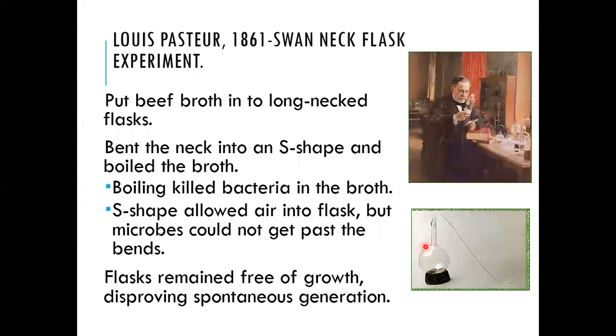So enter Louis Pasteur. It's 1861. He does his swan neck flask experiment. What he did is he boiled some beef broth. Beef broth is great for growing bacteria. And he put it in these long neck flasks. And then he bent the neck, hopefully you can see this, into kind of an S shape. This is the swan necked flask.